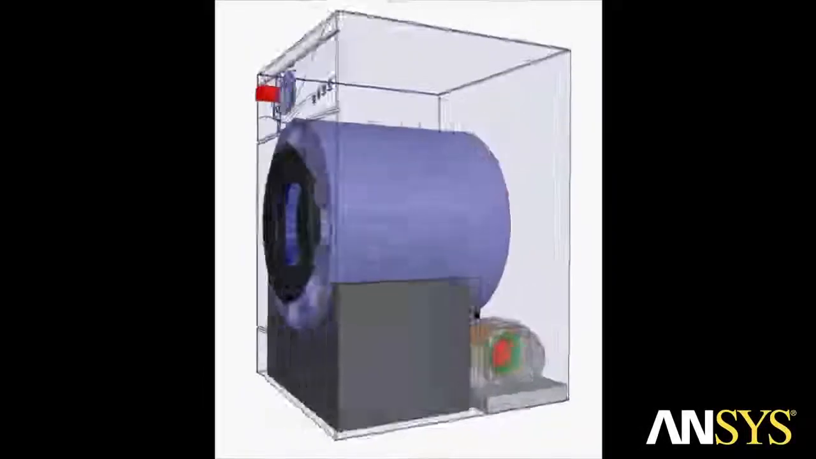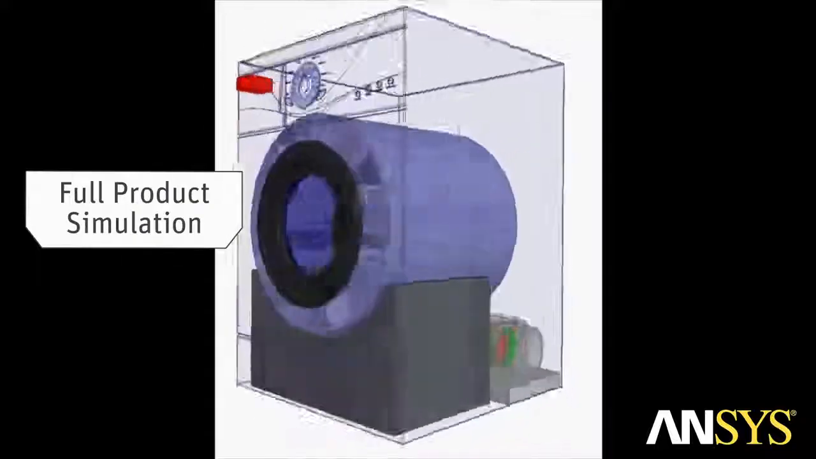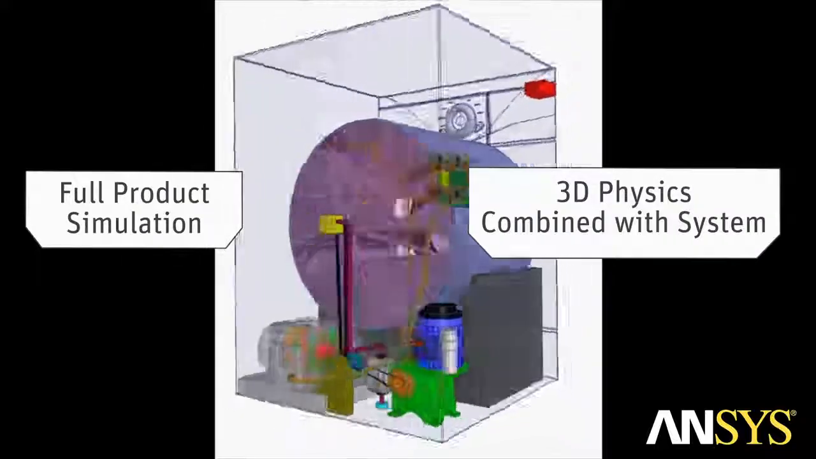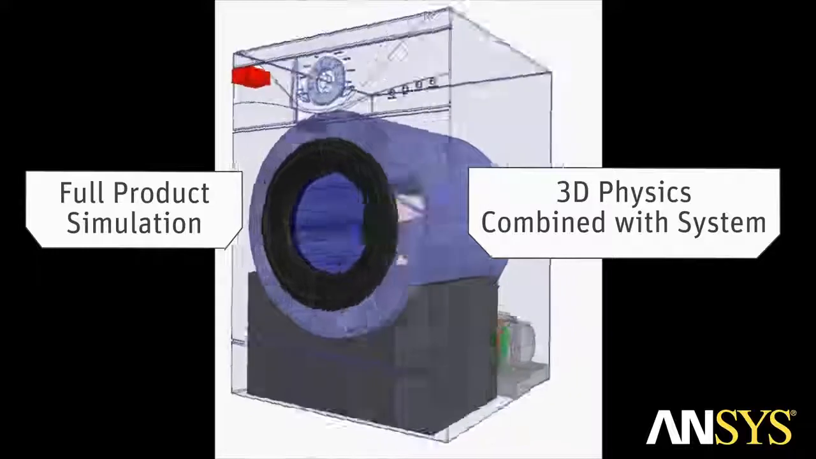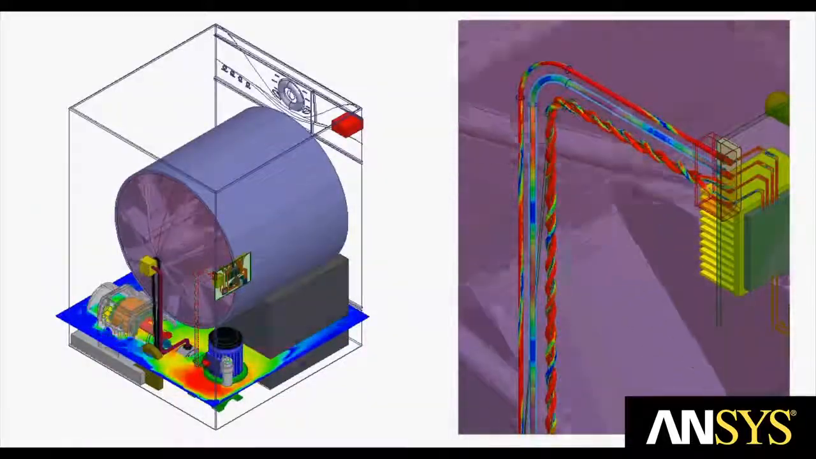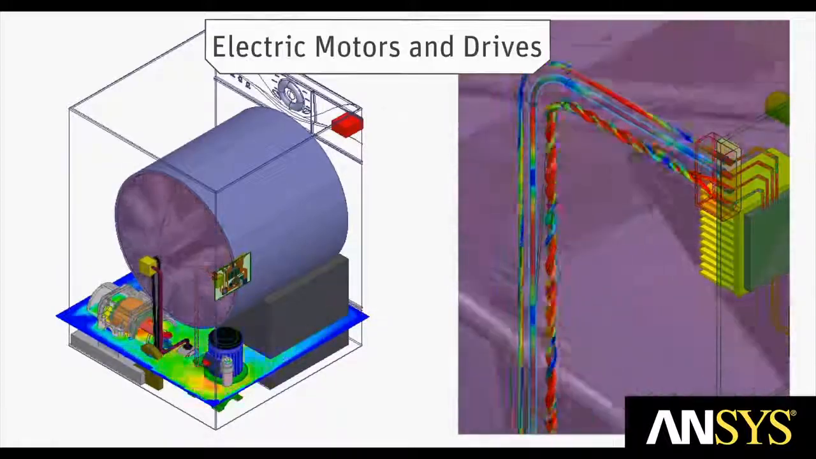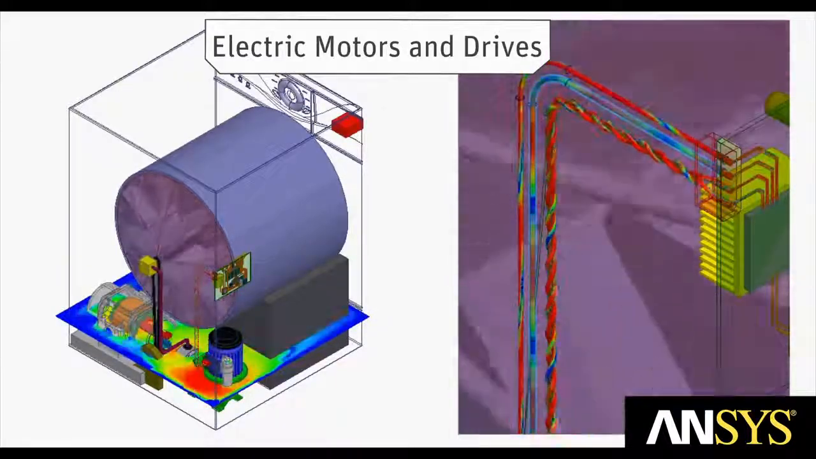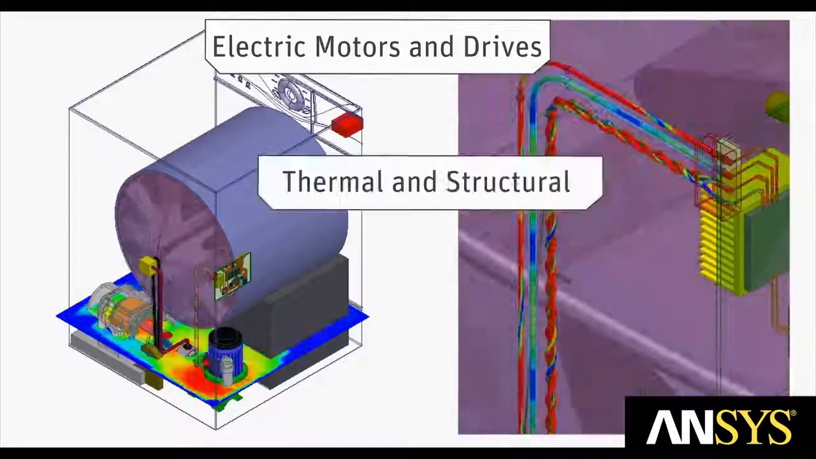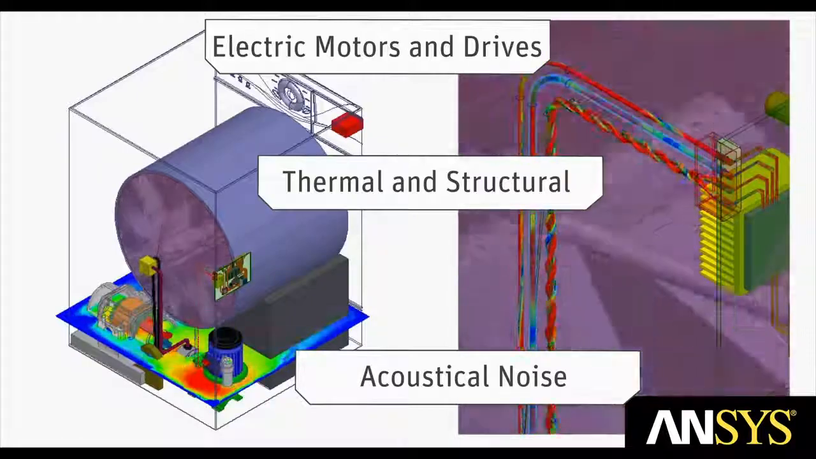In the next several minutes, we will demonstrate simulation technologies that enable full product simulation by combining 3D physics with system-level analysis. The example is a washing machine that was created by ANSYS channel partner SIS in Brazil. Electric motors, drive circuits, embedded software control, thermal issues, structural analysis, and acoustic noise prediction will be highlighted.